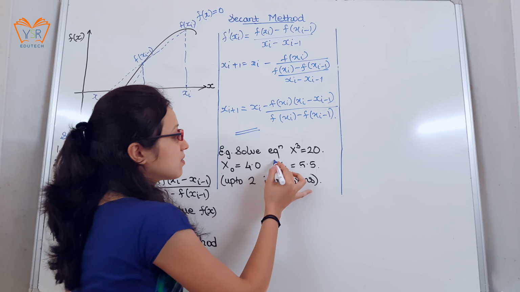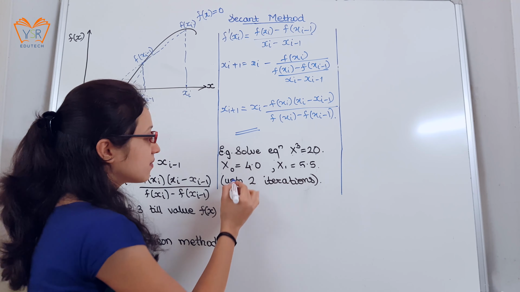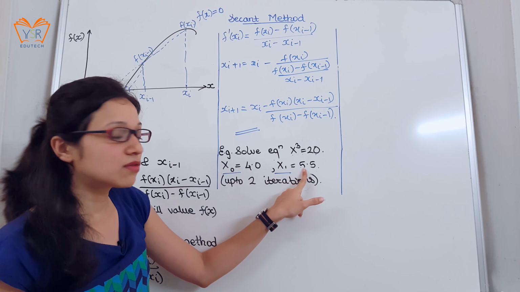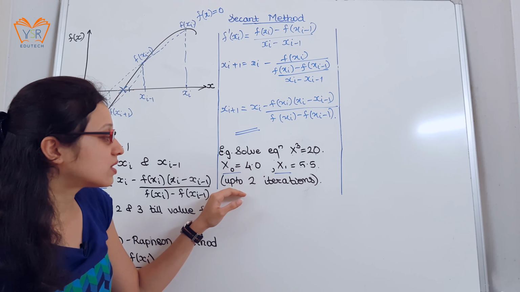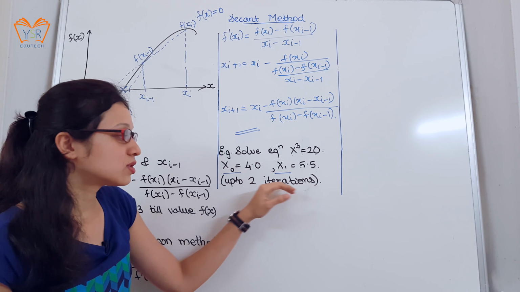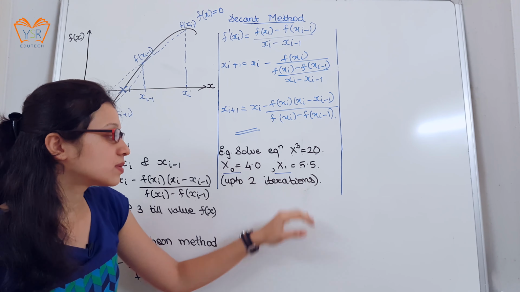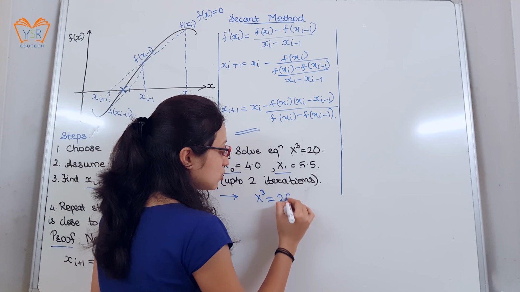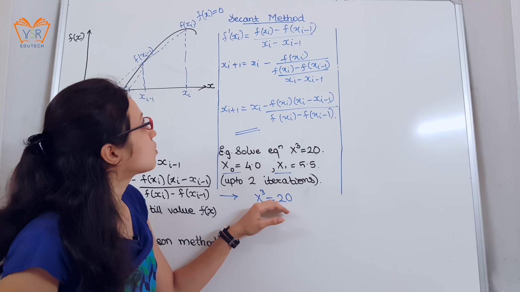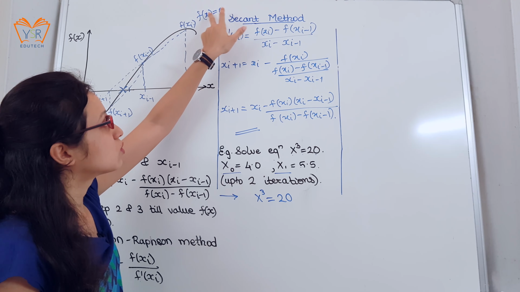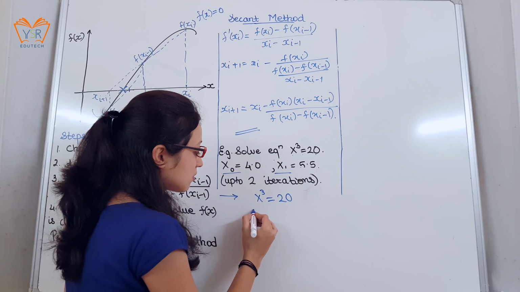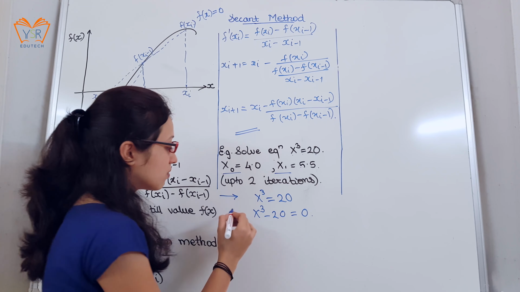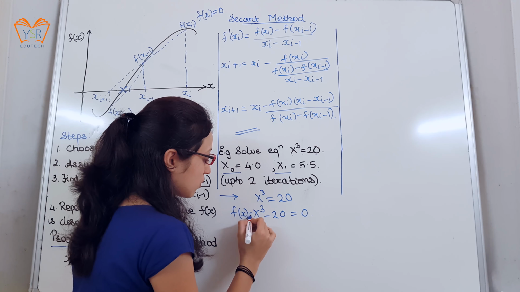Example is solve equation x cube is equal to 20. They have given the initial values. x0 is equal to 4.0, x1 is equal to 5.5. And they have told that solve the equation up to 2 iterations. 2 iterations means up to 2 approximate roots. So we have x cube is equal to 20. We solve it for f of x equal to 0. To convert in the form f of x equal to 0, we will write x cube minus 20 is equal to 0. We will let this equation as f of x.